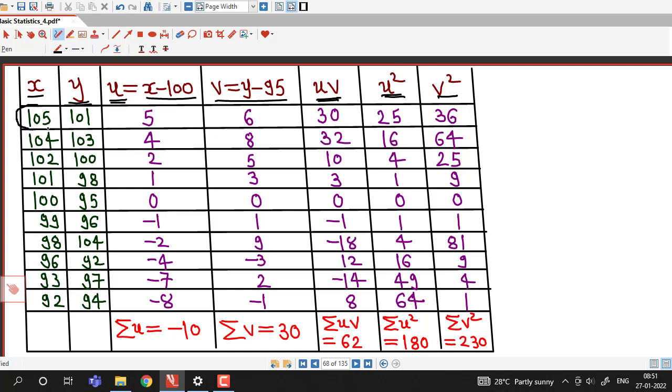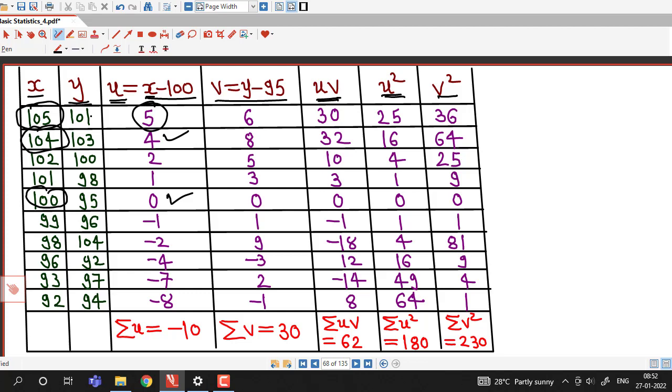So for example, if I take x equal to 105 here, I will have 105 minus 100, that is 5. Then 104 minus 100, that is 4. If I take 100, I will obtain 0. So in this way I obtain these deviations of x values from assumed mean 100.